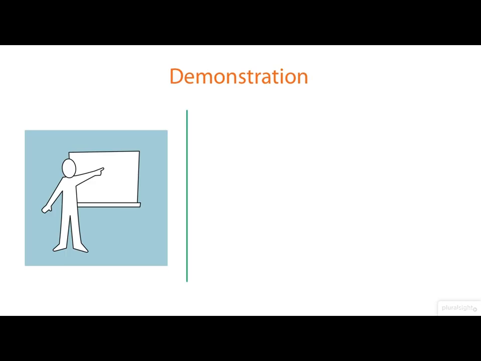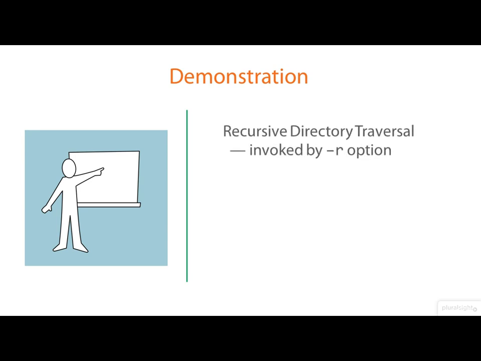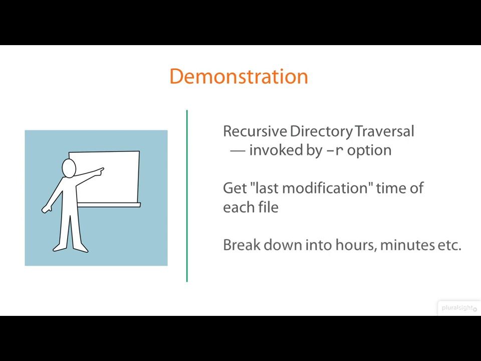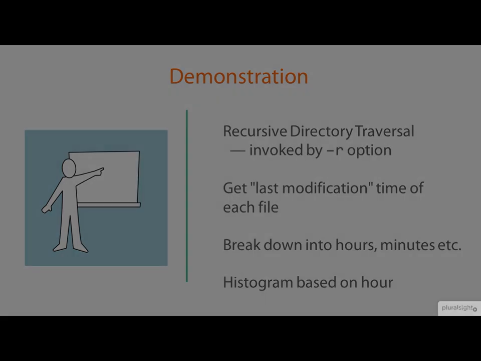I'd like to present a program now that brings together quite a number of the things that we've learned so far. This program does a recursive directory traversal. That's something that we've not attempted before. For each file it encounters, it gets the last modification timestamp and it converts it into a broken down time. It uses the hours field of this to build a histogram showing how many files were modified based on the hour of the day.